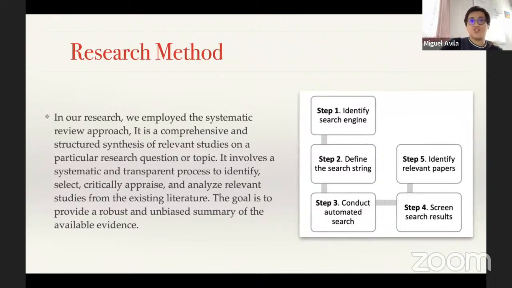Now we'll talk about the research method we employed. Basically, we employed the systematic review approach. The reason is that we wanted a broad context about what research is made towards this topic. The goal is to provide a robust and unbiased summary of the available evidence, available papers, and available research. So here we can see our steps. First, we identify a search engine. Then we define a search string. Then we conduct an automated search. We screen the search results and then identify relevant papers.